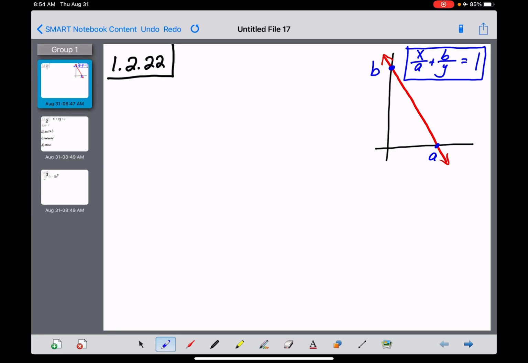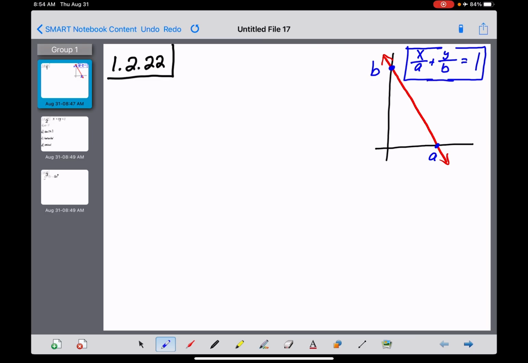X over A plus, oh, I just realized I wrote that wrong. That should be a y over b. Glad I caught that before I got too far here. Y over b should be equal to 1. I'm going to double check that, make sure I wrote that correctly. Yeah, now I have it there.